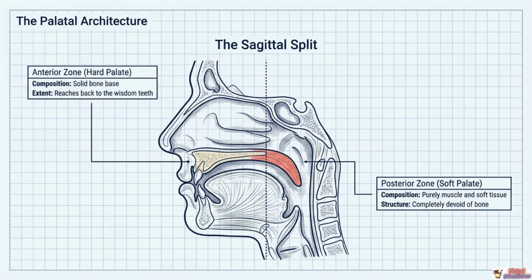This soft, mobile flap is what elevates during swallowing to seal off the nasal cavity, and it's what vibrates to produce certain speech sounds. Why does this distinction matter clinically? Because the hard palate provides a fixed, stable surface, useful for things like denture support and injections, while the soft palate's mobility makes it functionally critical for swallowing reflexes and snoring or sleep apnea pathology. One structure, 2 architectures, 2 completely different clinical roles. This bone versus muscle split is a classic anatomy exam trap, so don't mix them up.